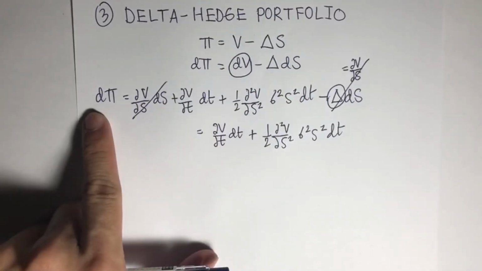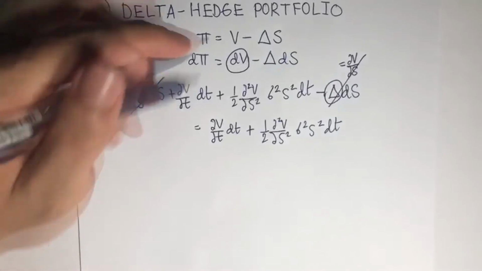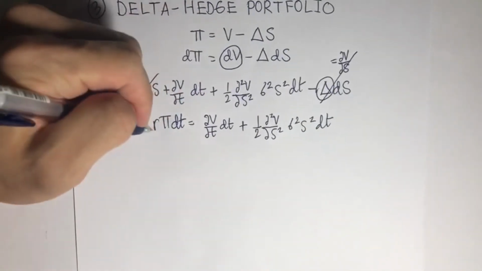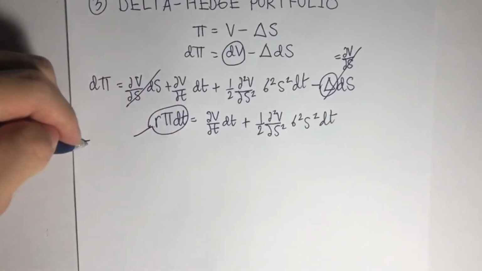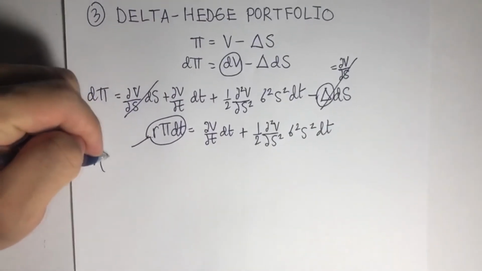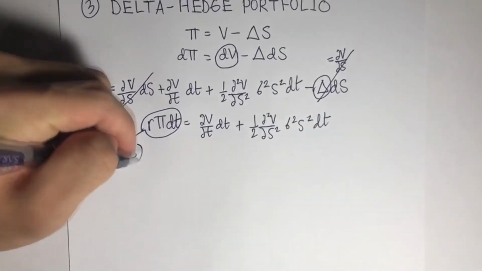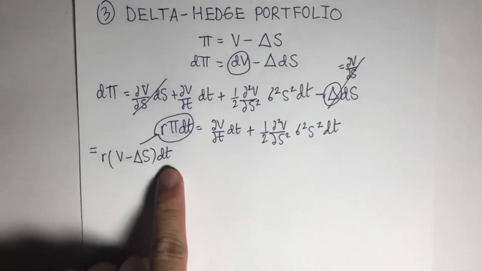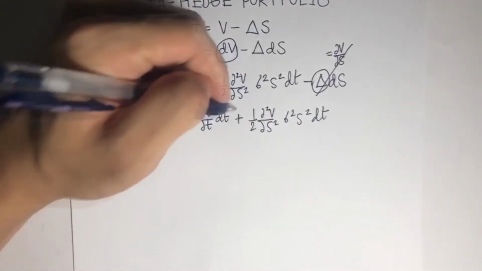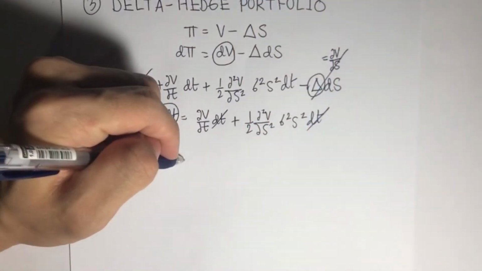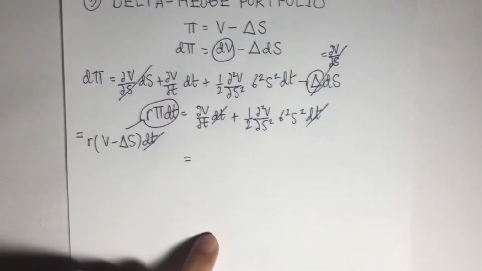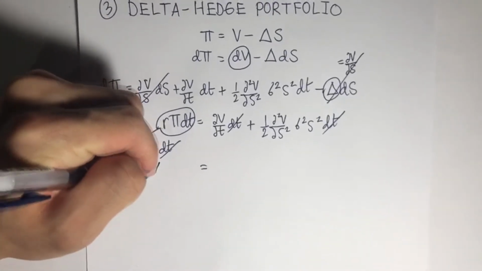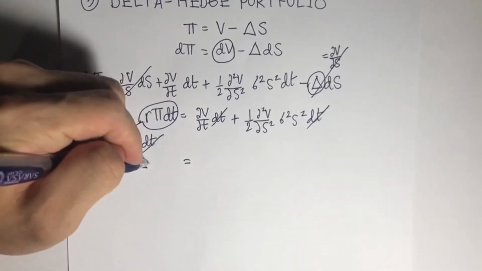And then we know that d pi is also equal to r pi dt. And this r pi dt is also equal to r times the whole bracket of V minus delta S, dt. Then we eliminate dt from this equation, and then come up with the following equation.